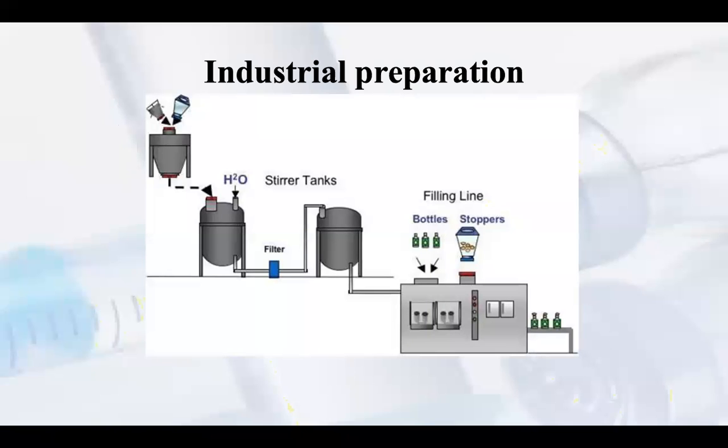Then in this preparation, how does it have to be done? Formulation: all the ingredients have to be set in place. They add water, then it has to be filtered. Then they go to the stirred tank. You can see the stirred tank. After that, they go to the filling line, filling bottles, then the stopper has to be put on. Then the final product goes out for further filtration, whatever process has to be done.